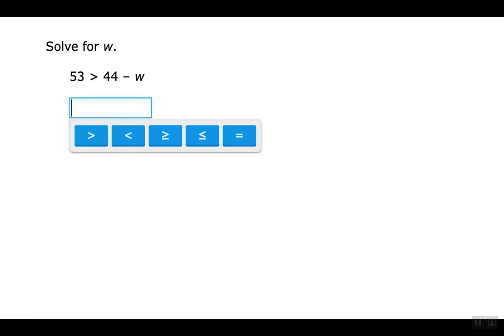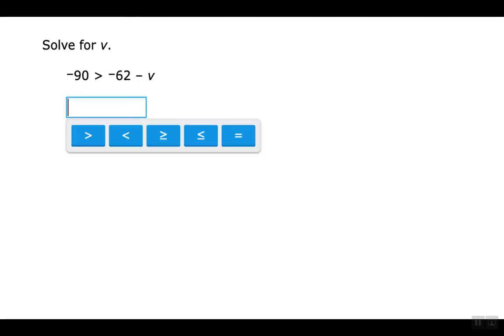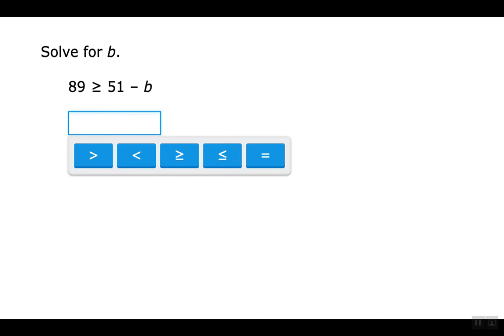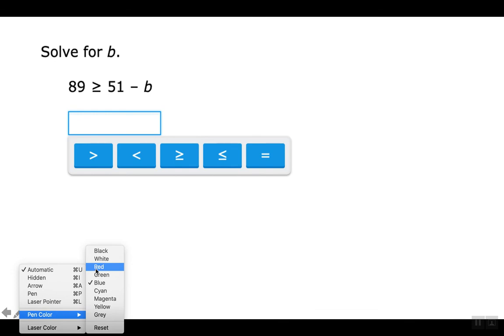Let me see how many more examples we have to go before. Okay, so let me do this one and the last one, and I'll end it. Because I think I've done more than enough examples.